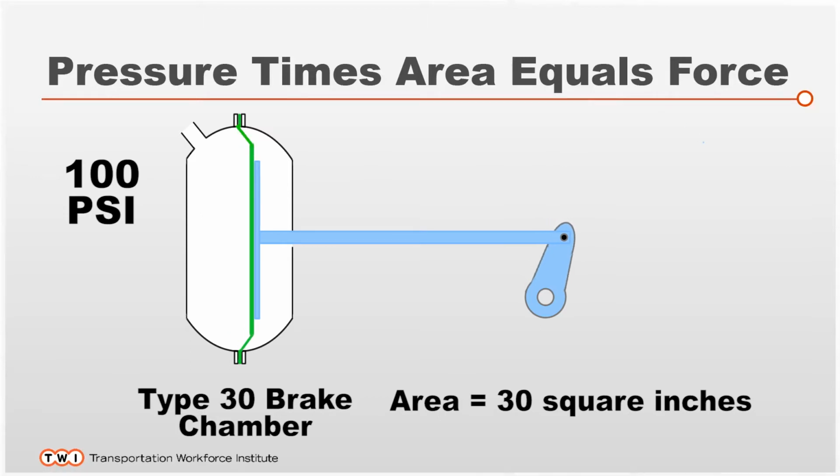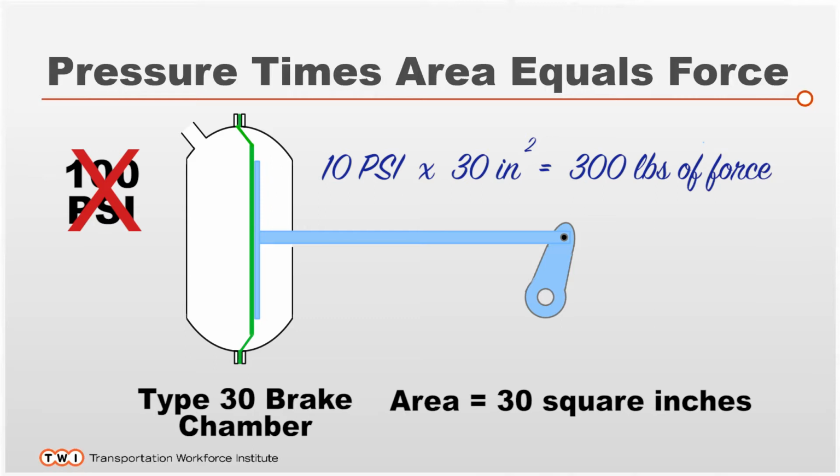Now, in most brake applications, it's 10 to 20 psi, so we have to change the pressure to 10 psi times 30 inches of effective area, 10 times 30, 300 pounds of linear force. And as the pressure goes up, our area remains constant and the pressure varies, increasing or decreasing the linear force.